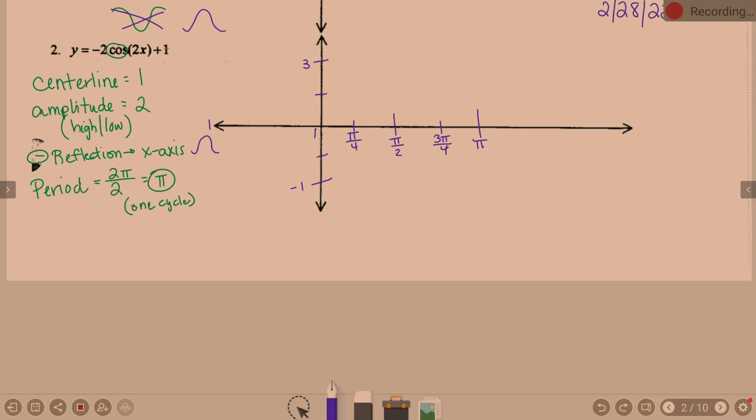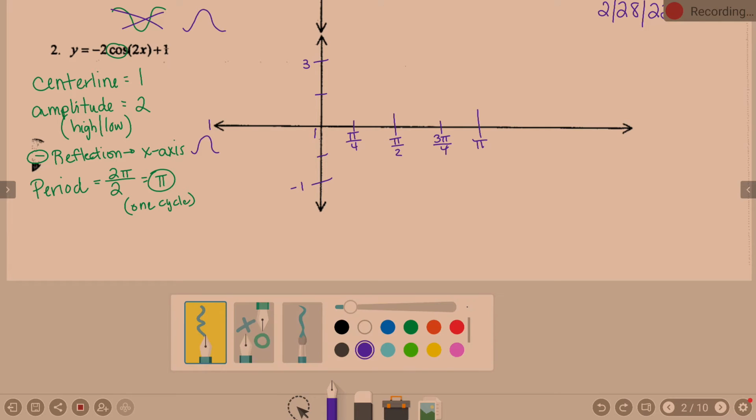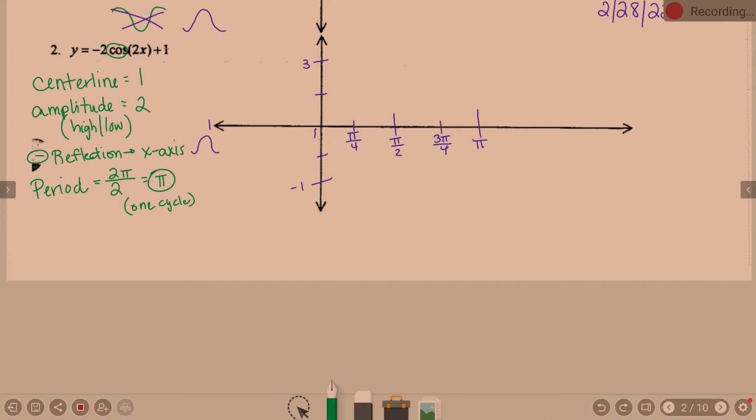We're ready to graph. We are graphing. We have our 4 pieces here. We're graphing a cosine curve. Normally, my cosine curve would start up here at 3. However, I have a reflected cosine curve, so I'm actually going to start down here at -1.